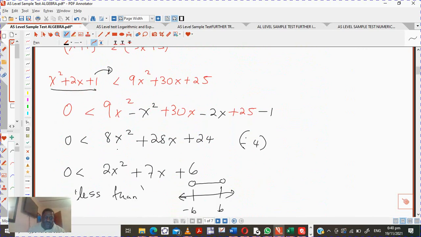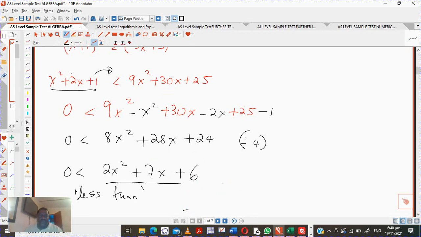Moving everything over, you have 0 is less than, but the whole stuff is on the left. So looking at that stuff on the left, it's going to be greater than. Because if I was to rewrite this, so this we can take away. Let's just go back there. So that was 2x squared plus 7x plus 6.